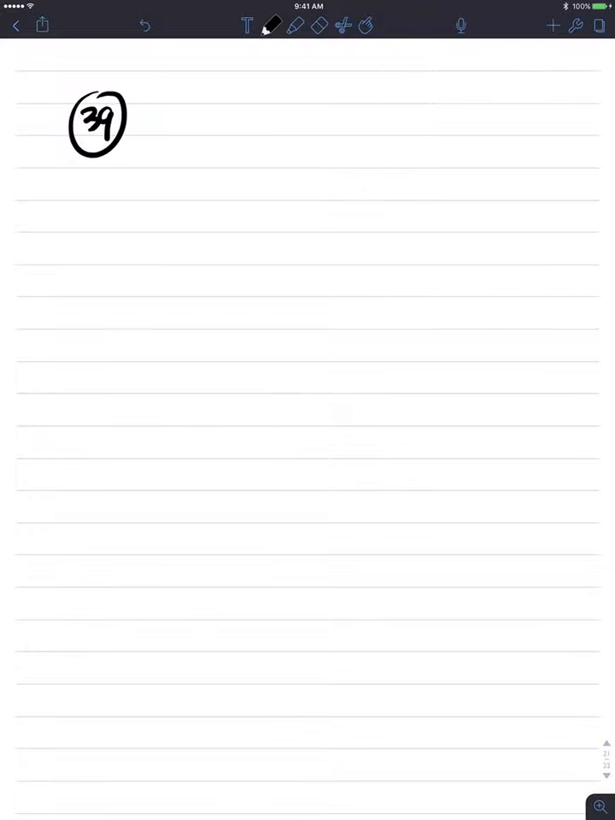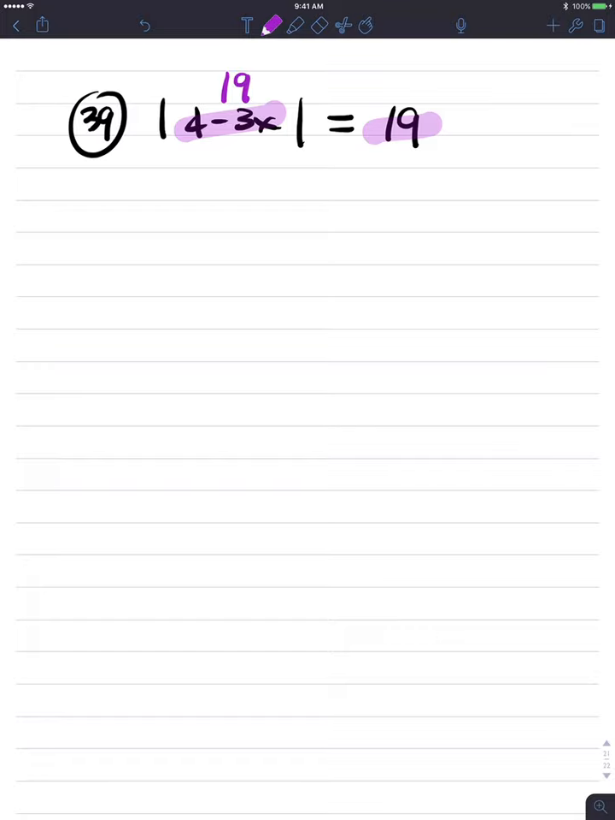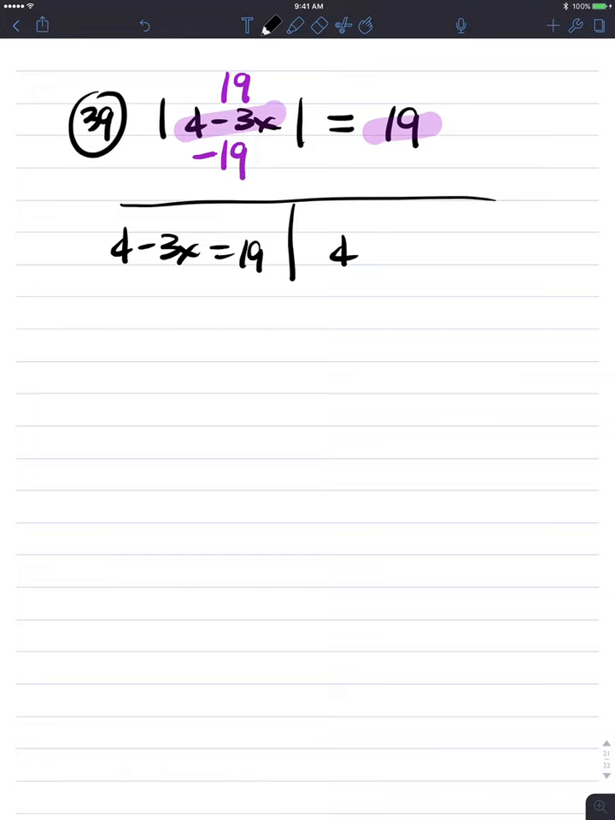Number 39, the absolute value, 4 minus 3x is 19. So in one case, 4 minus 3x is that positive 19. And the other case, it's a negative 19. Because the absolute value of both of these numbers is positive 19. Let's draw our format here. 4 minus 3x is positive 19, or 4 minus 3x is a negative 19.